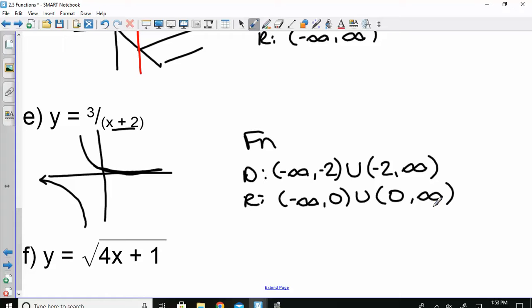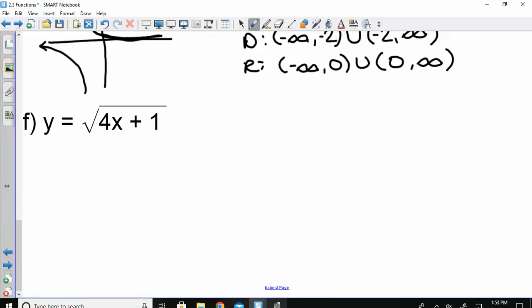I know these domains and ranges are not easy. We will be practicing them a lot more. This is just kind of the first day we're working on it, but this will come up through the entire chapter. So we'll get plenty of practice with this as time goes on. Why don't you guys try f? Decide if it's a function and see if you can give me the domain and range.